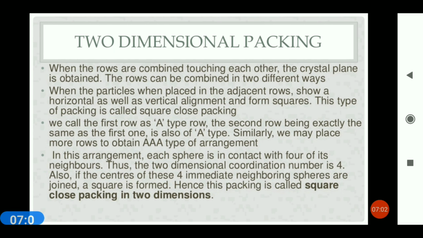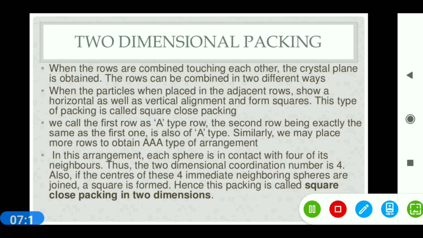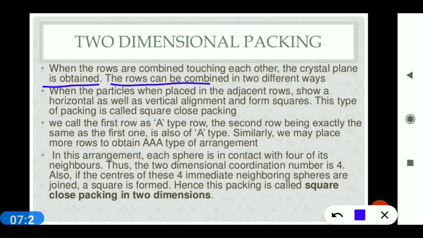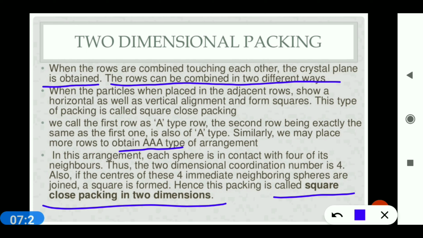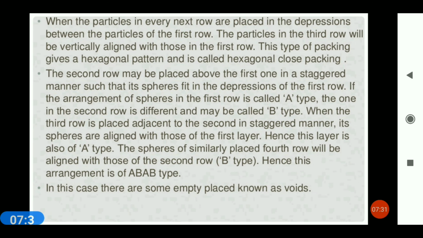In 2-dimension packing, the arrangement of the particle takes place in 2 ways. We call it hexagonal close packing or square close packing. So when the rows are combined, touching each other, the crystal plane is obtained. The rows can be obtained in 2 different ways, as I told you, in which AA type of arrangement is there. Then you will get the square close packing. We will see the diagram.